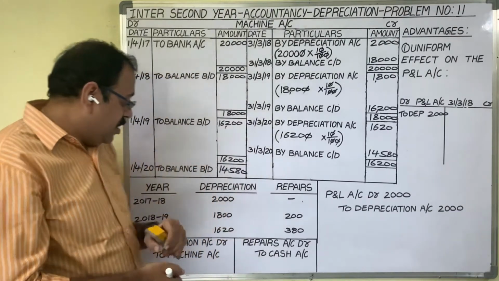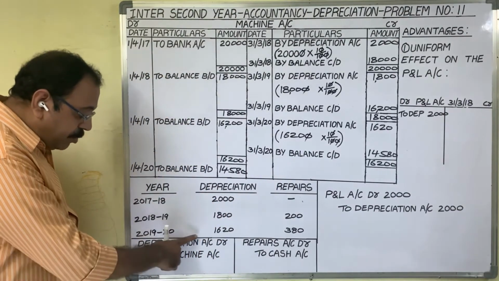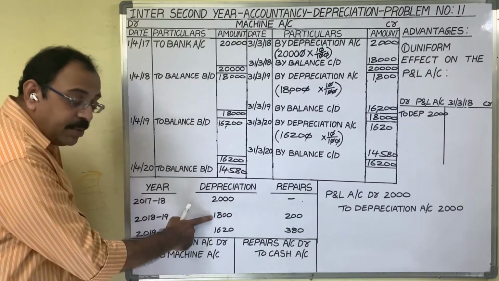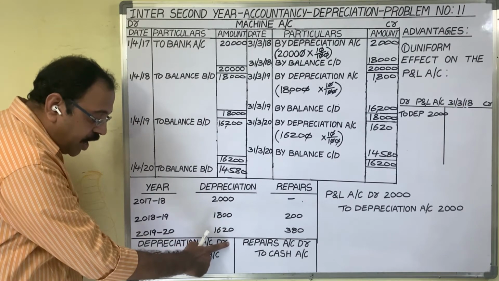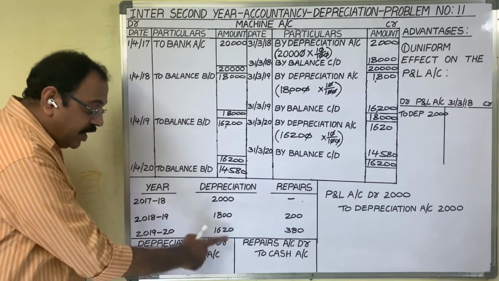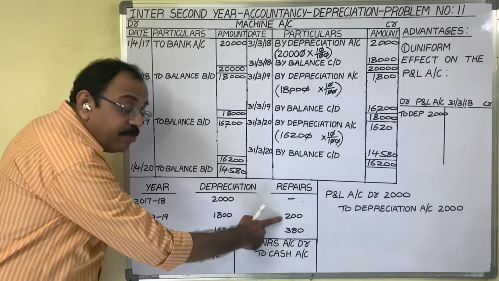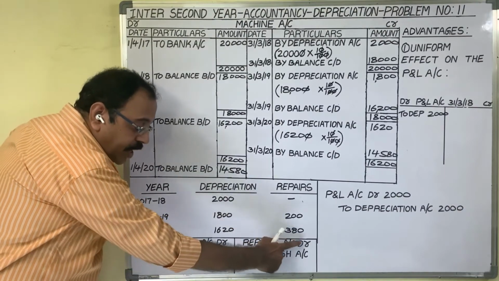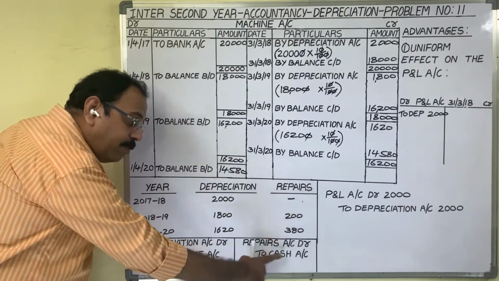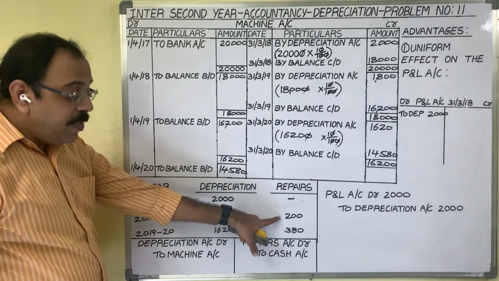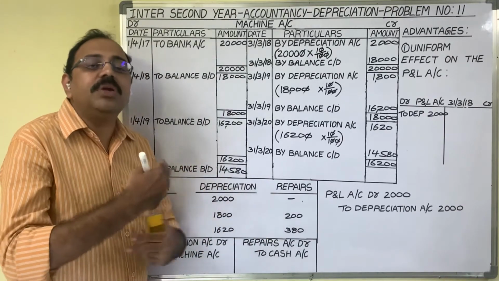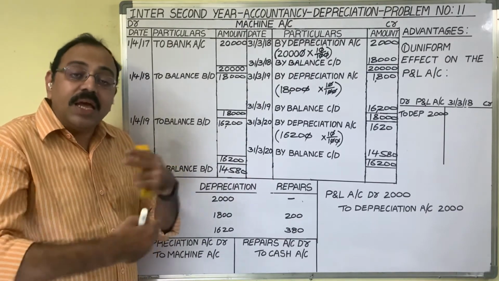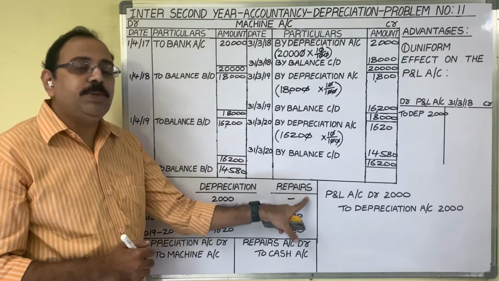Come to second year. In second year, the entry for depreciation is depreciation account debit to machine account. Second year depreciation amount is 1800, and in second year the firm incurred repair charges also. Entry for repair expenditure is repair expenditure account debit to cash account or bank account. Here this repair expenditure every year firm incurs. Means this expenditure repeats. As it is a recurring expenditure, it is a revenue expenditure.